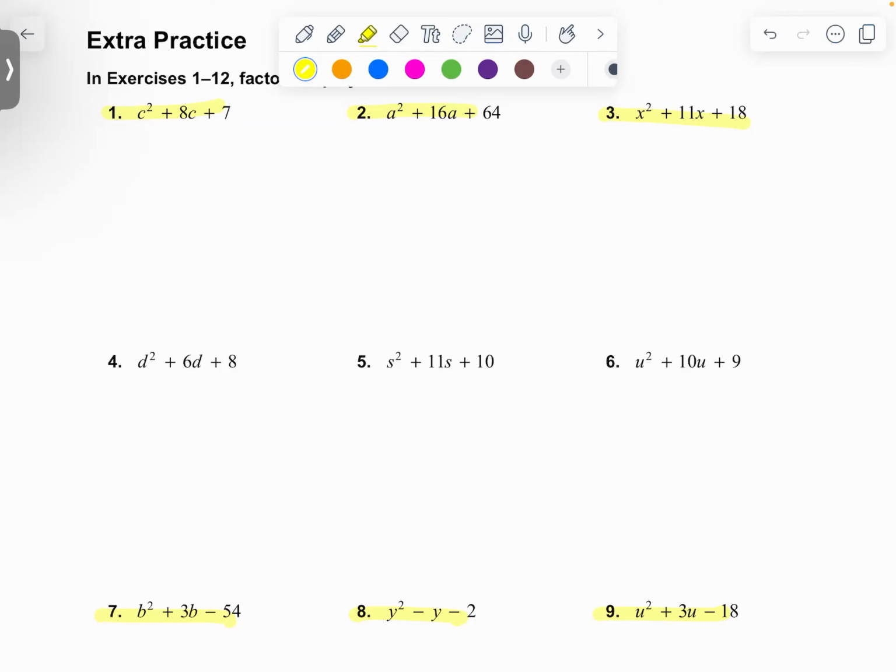Multiplies to negative 54. So when I think of 54, I think it's 9. Would be -9 and positive 6. My bad, Connor. No, every time it would be -6.